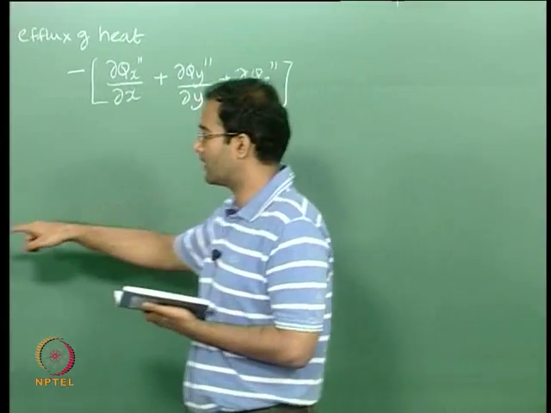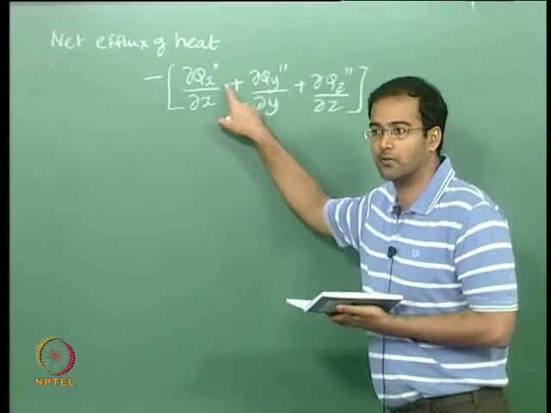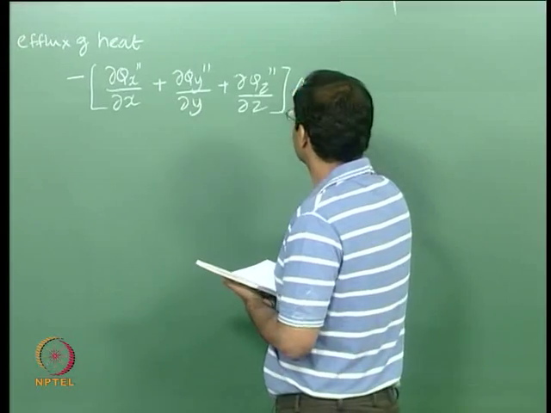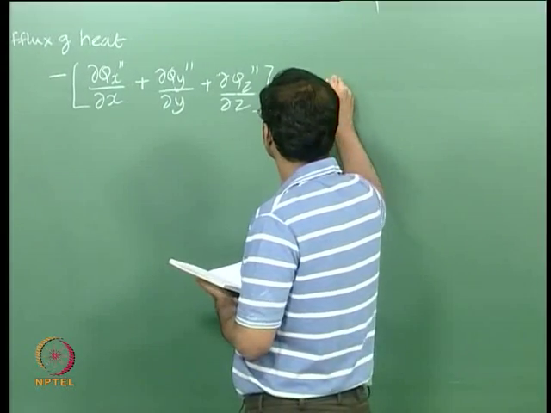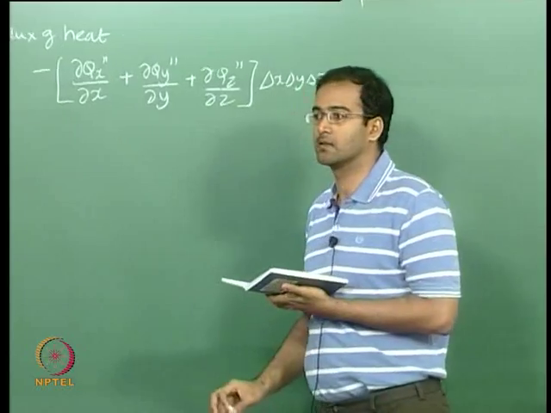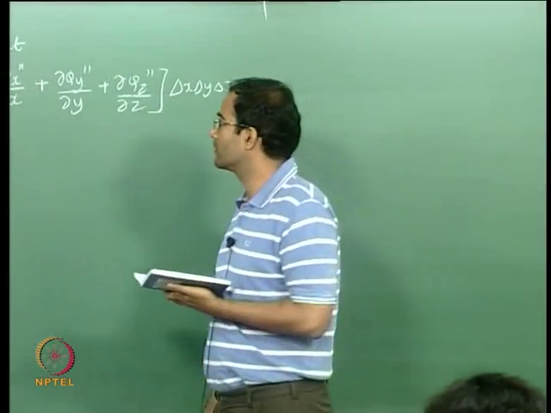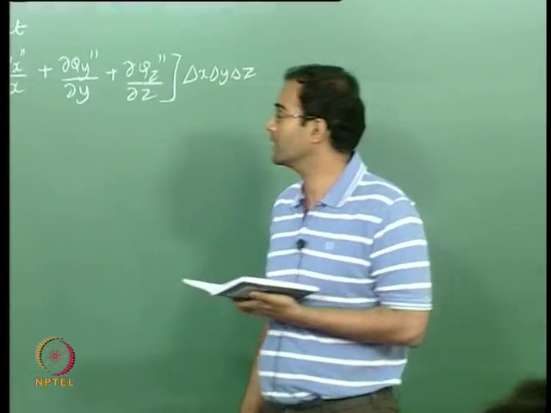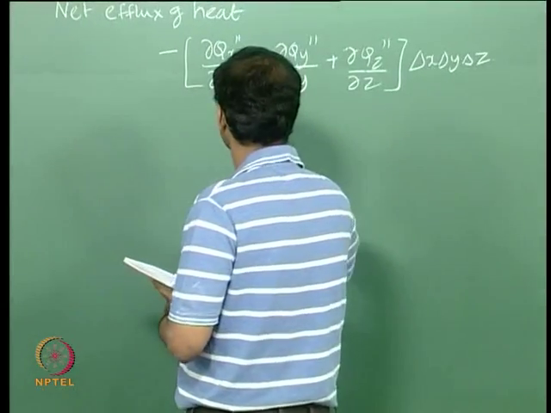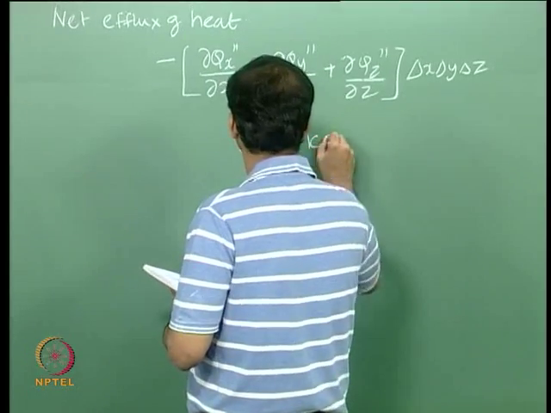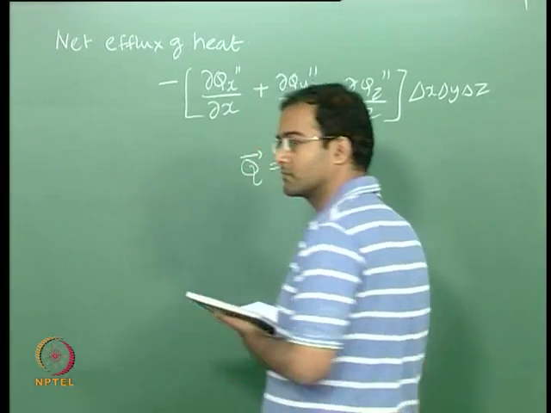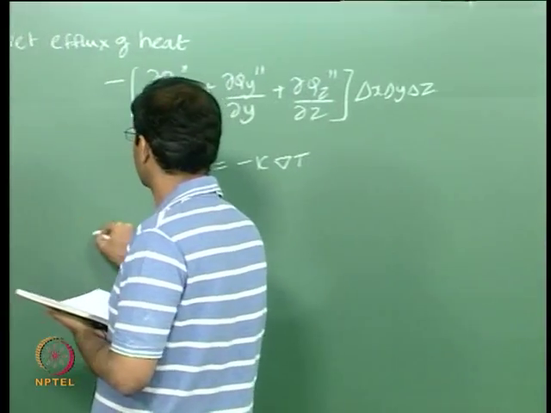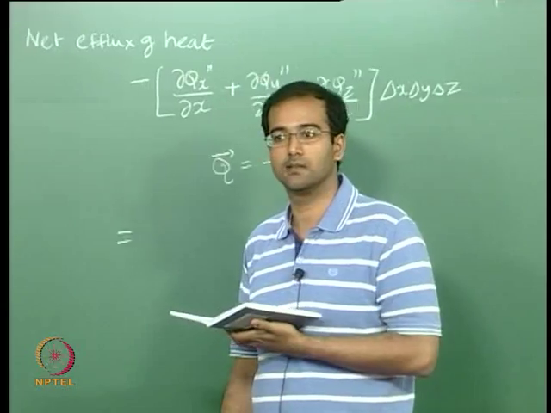So anyway, for each of these derivatives, you have delta x multiplied by the area, so everything comes out as a volume. You have delta x, delta y, delta z. Okay, so we can now introduce Fourier's law of heat conduction. Okay, so you know that your q vector is equal to minus k grad T, right? So that can be introduced. Can you say how this can be written?